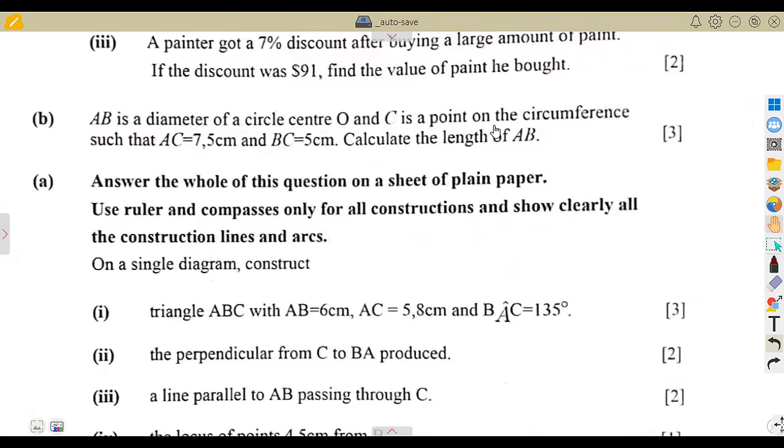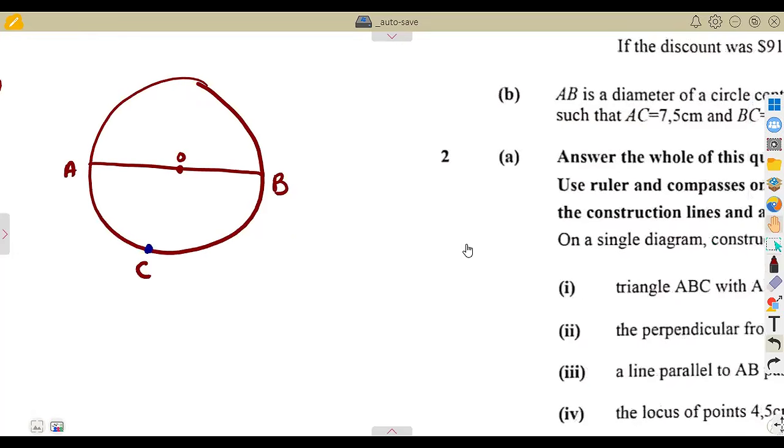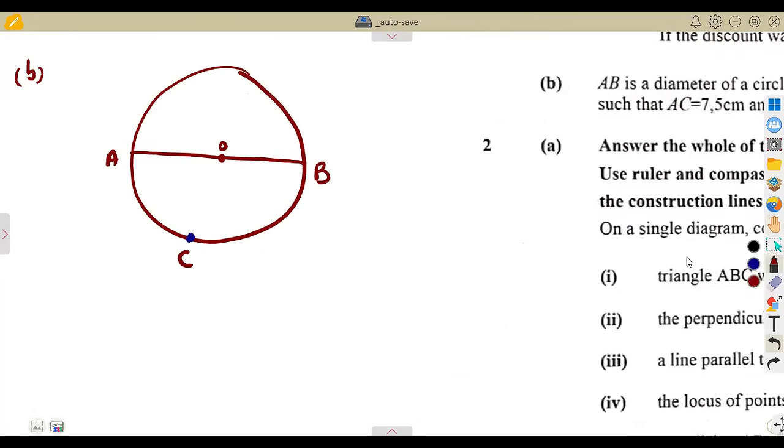And C is the point on the circumference. So C can be any point as long as it is on the circumference. There is a point C on the circumference of a circle such that AC is equal to 7,5 centimeters and BC is 5 centimeters, such that if you join from A to C, you obtain 7,5 centimeters, and if you join from B to C, you obtain 5 centimeters. That is the condition that you're given there.